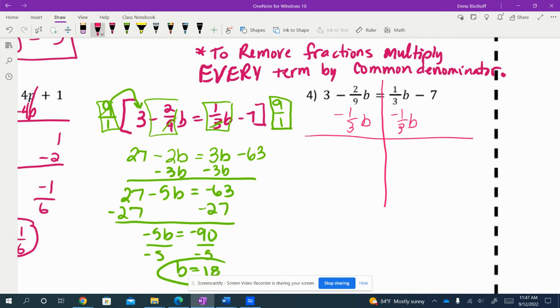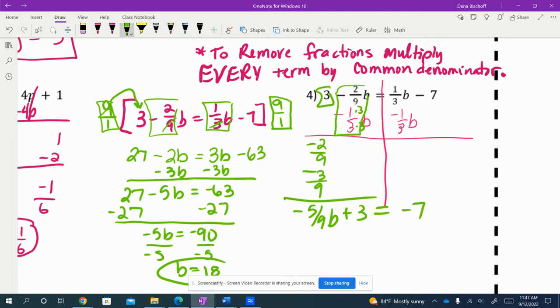I have to have a common denominator, so I have to multiply this by 3. Do you guys remember doing that? So this really is negative 2/9 minus 3/9. That's what that becomes. 3 times 3 is 9. 1 times 3. So this gives me negative 5/9 b plus 3 equals negative 7.